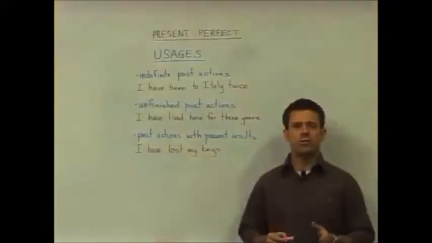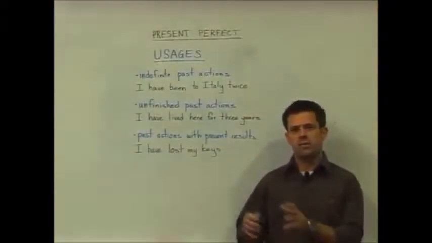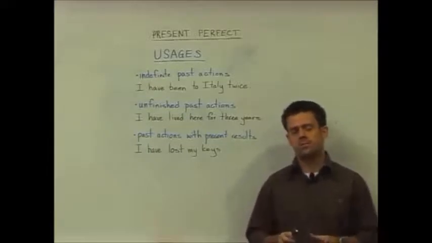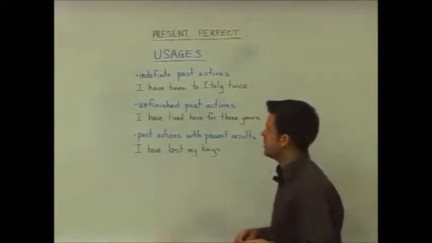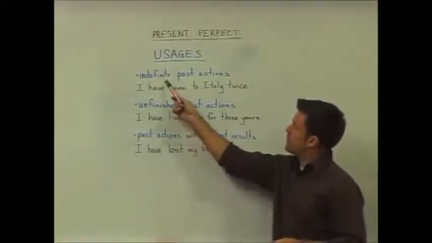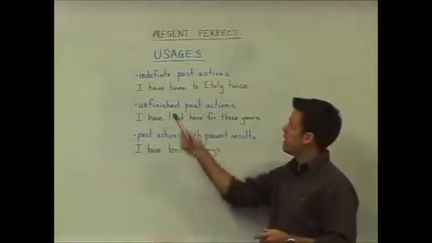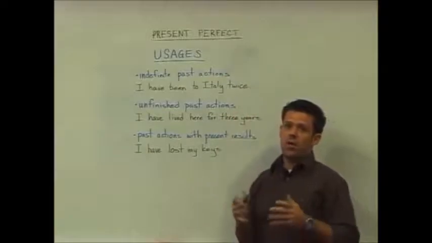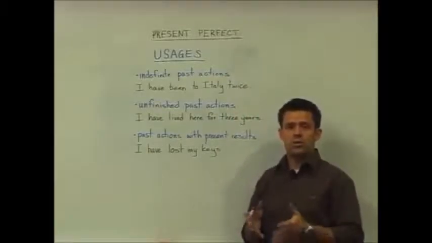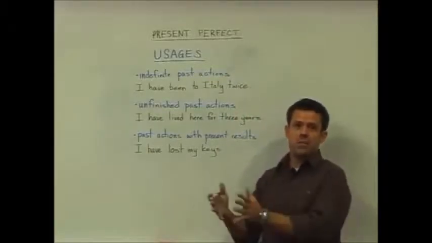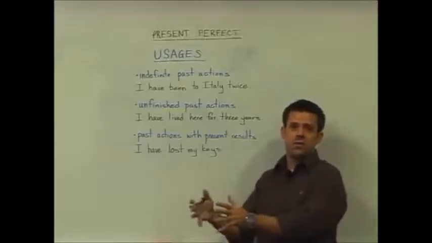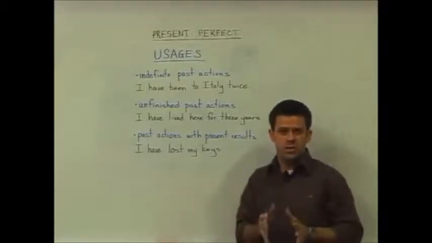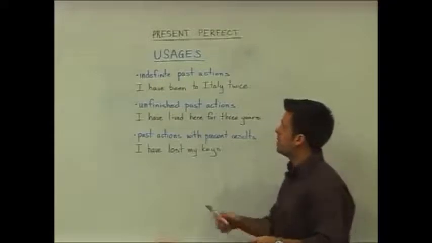The main function for the present perfect tense is to relate something in the past to the present. We can do so in a number of ways. First, we have indefinite past actions. I have been to Italy twice. We're not concerned with when it happened. We just simply want to say that it has happened in the past. It's a fact of something I've done in the past, but yet it's still true in the present.